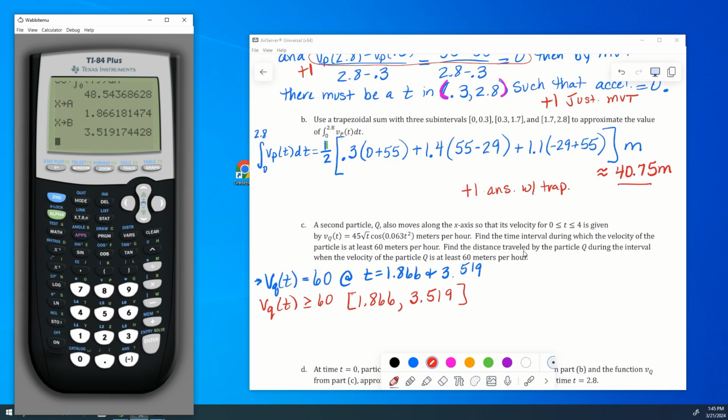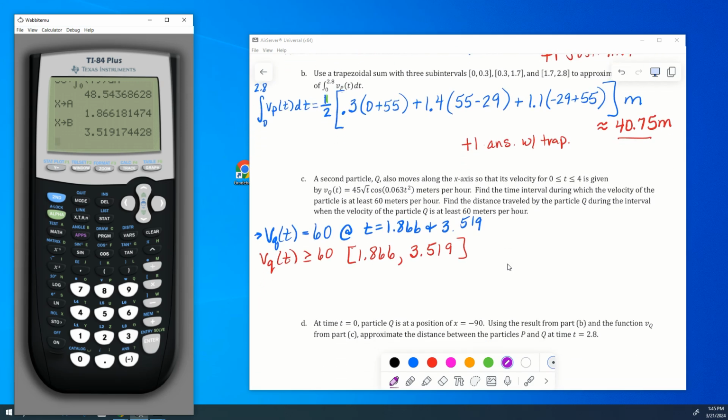Find the distance traveled by particle Q during the interval when the velocity of the particle Q is at least 60 meters per hour. Well, good thing I saved those bounds because, again, I'm going to use Math 9, but I hope that you save those values, although I'm going to write down 1.866 and 3.519. Total distance traveled, of course, is the absolute value of the velocity. So I'm going to just do this. That's all I'm going to write on my paper.